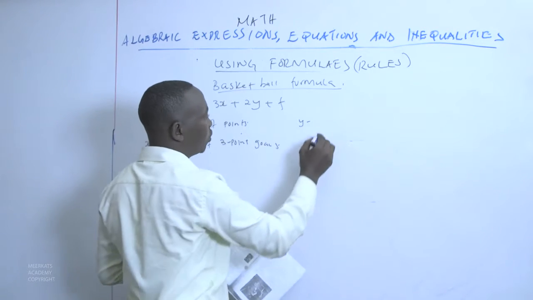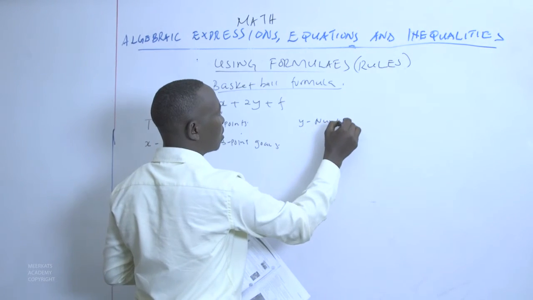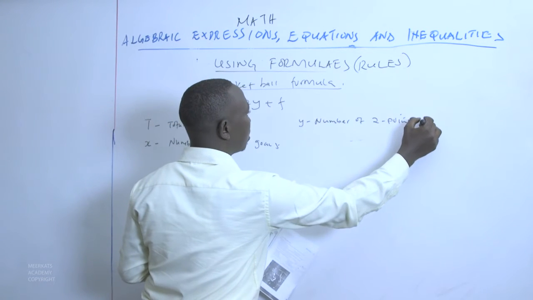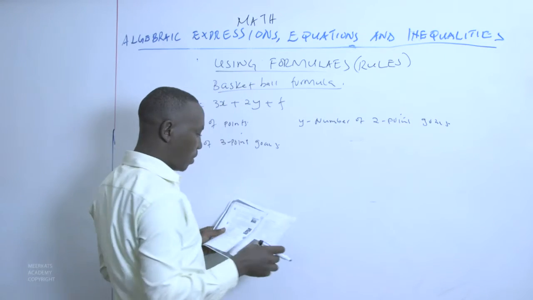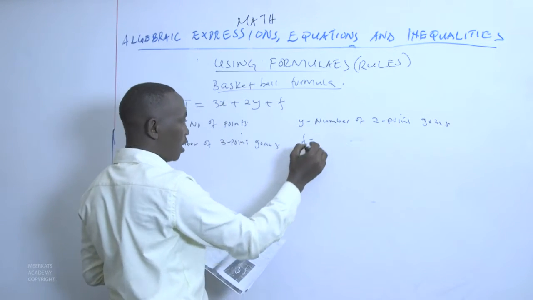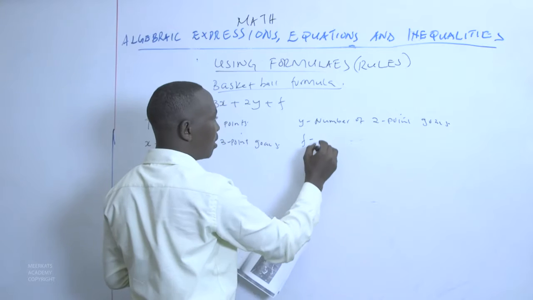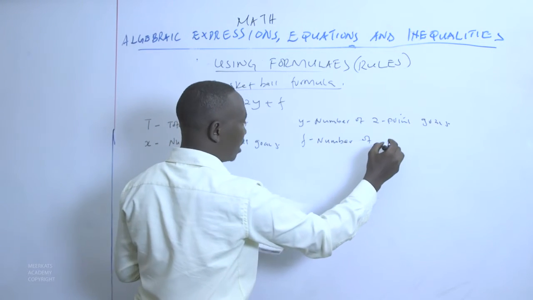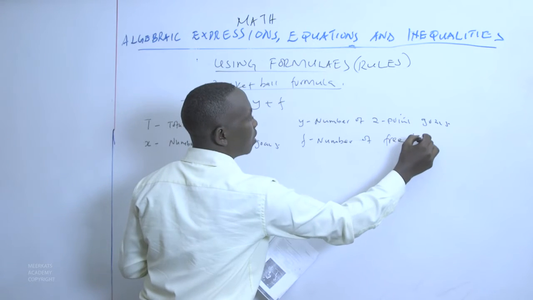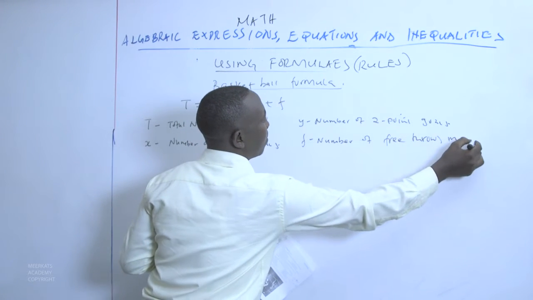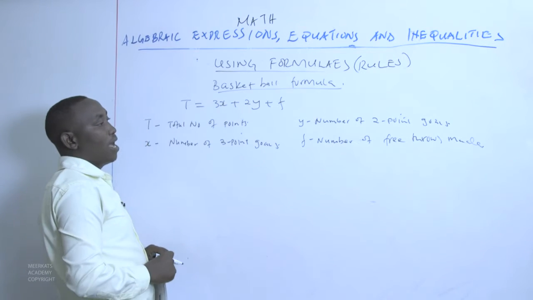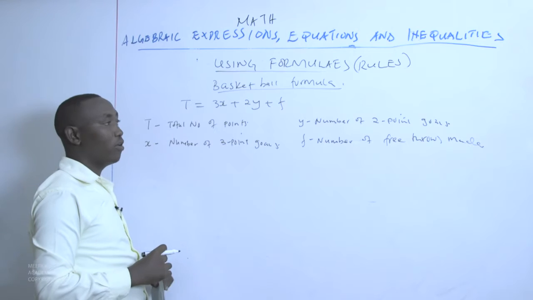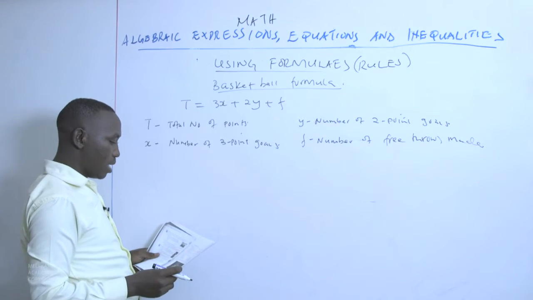Y is the number of 2-point goals. And finally we have F, which is the number of free throws made. Let's consider an example where we can use that formula to find the total points of a basketball team.